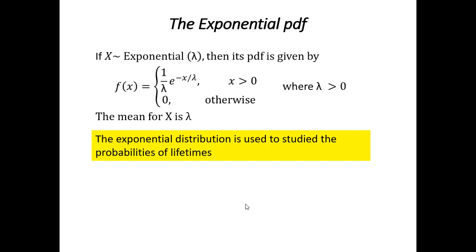All right, now let's talk about the exponential PDF. If x is a random variable that follows an exponential distribution with parameter lambda, then its PDF is given by this function here. f of x is equal to 1 over lambda times e to the minus x over lambda for x positive and 0 otherwise. Okay. And lambda is found by calculating the mean for x.